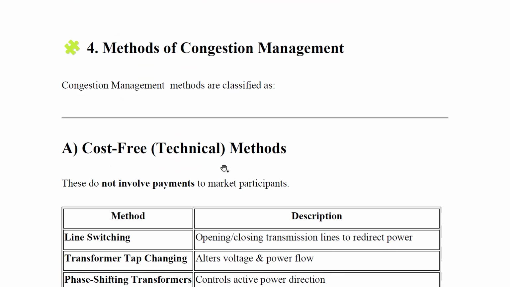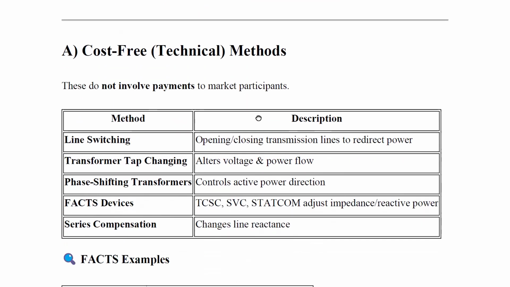Next comes the methods of congestion management. Congestion management methods are classified as, first, cost-free technical methods. These do not involve payments to the market participants. If you take cost-free methods, line switching will be there, which is opening and closing of the transmission line to redirect the power.